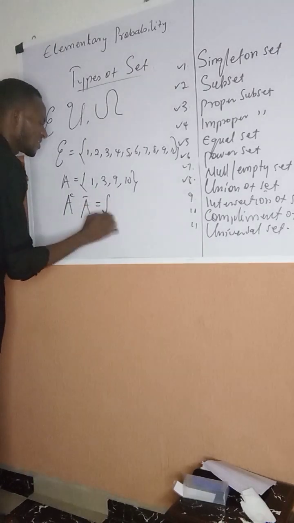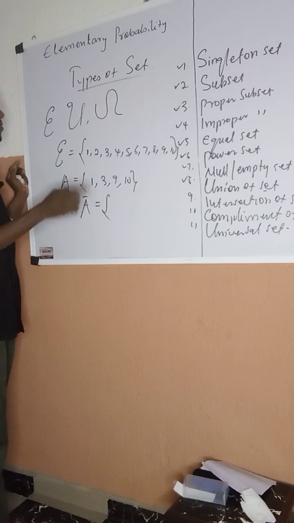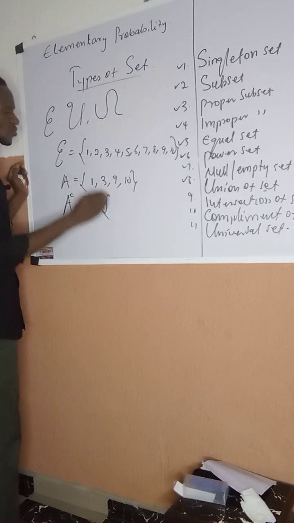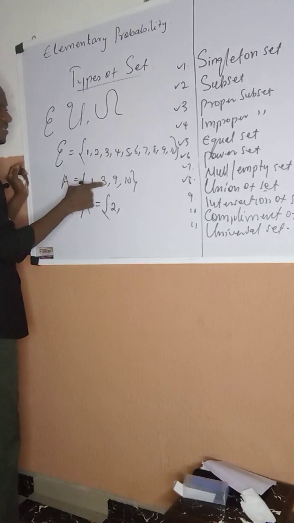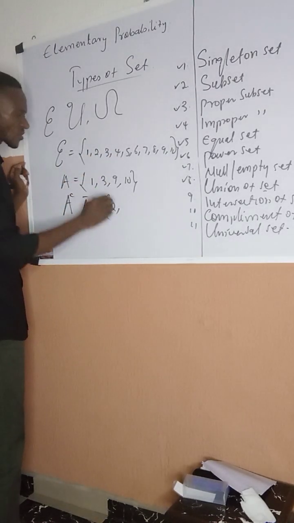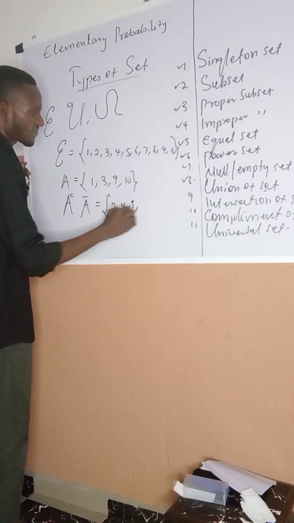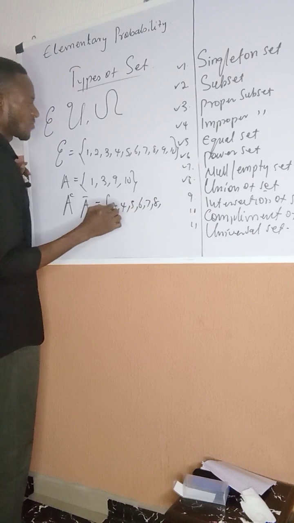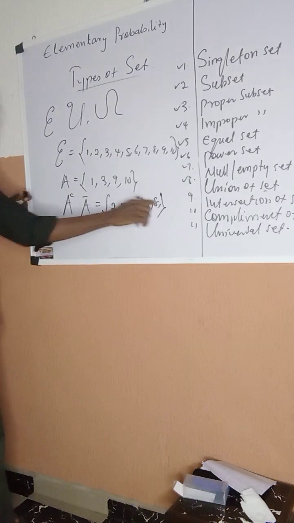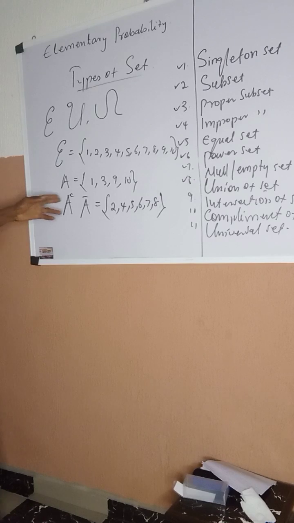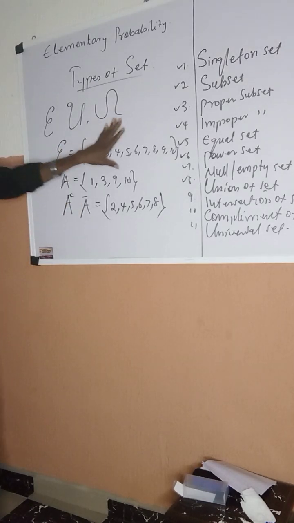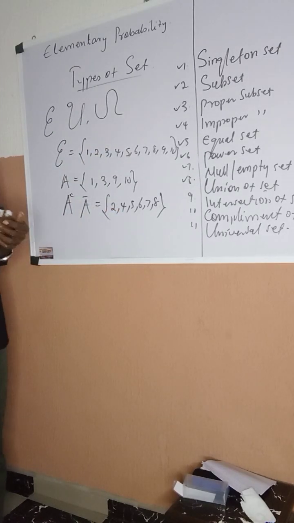We are now going to see a set that contains all the elements here which are not here. 1 is here, 1 is here, we will not pick it. 2 is here, but 2 is not here, we pick 2. 3 is here, 3 is here, we will not pick it. 4 is here, but 4 is not here, we pick 4. 5 is not here, we pick 5. 6 is not here, we pick 6. 7 is not here, we pick 7. 8 is not here, we pick 8, and we close it. So these are what we call the complement of A: all elements contained in the universal set which are not contained in that subset under discussion.